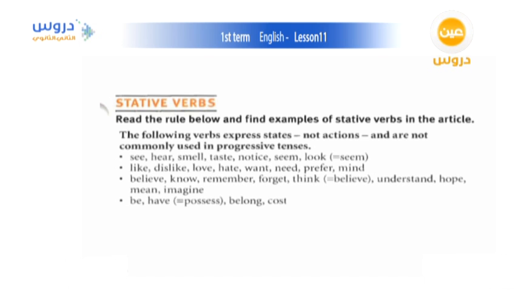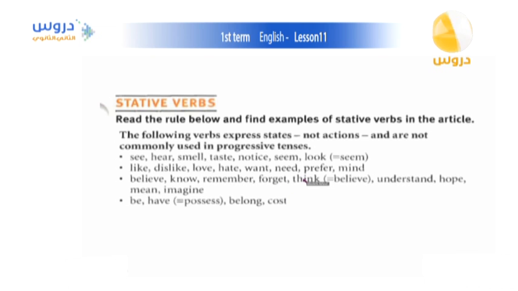Let's remember the stative verbs again, which are see, hear, smell, taste, notice, seem, look, like, dislike, love, hate, want, need, prefer, mind, believe, know, remember, forget, think, understand, hope, mean, imagine. Also the verbs be, have, belong, cost, or own. We never use them with the ing. It's always better to use them with the simple present.